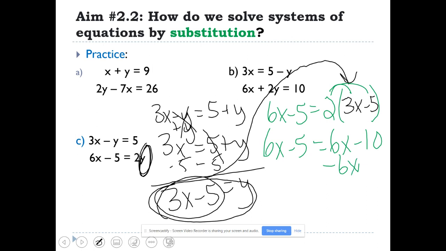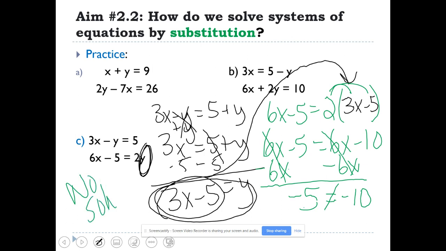I'm going to move my like terms together with the 6x's by subtracting. So 6x minus 6x is 0. So I'm left with negative 5 on the left and negative 10 on the right. Well, negative 5 does not equal negative 10. That is a false statement. And so this has no solution. They are parallel lines and will never, ever cross.